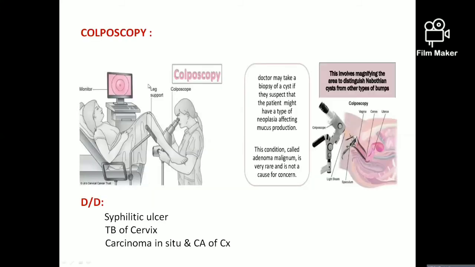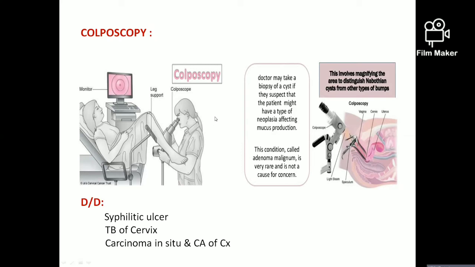How is colposcopy done? See the instrument, the colposcope. A gynecologist, usually a trained gynecologist or colposcopist, does this examination in the lithotomy position, where leg support is given and the findings are visualized on the monitor. This is a colposcope. It involves magnifying the area to distinguish a Nabothian cyst from other types of bumps. So this is the colposcopic visualization through the colposcope.